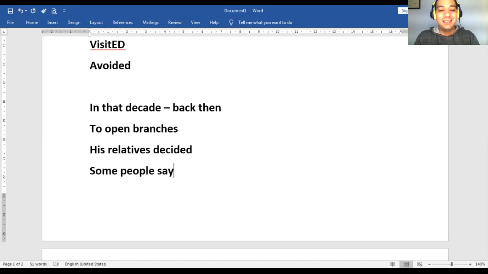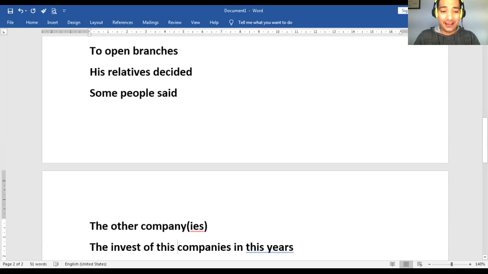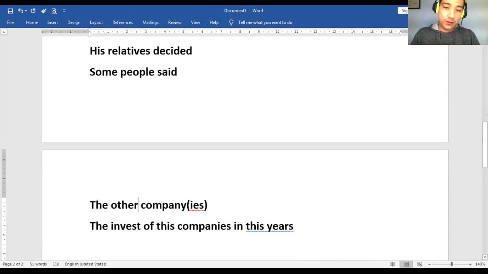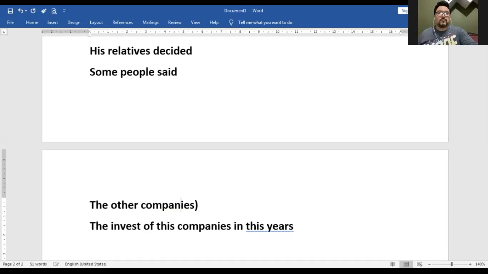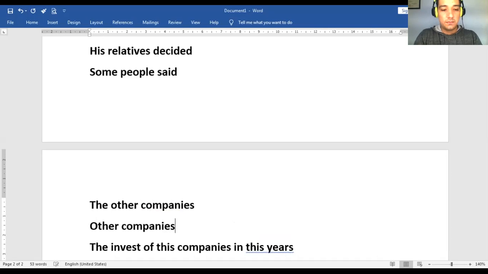His relatives decided, okay? Now here, you were speaking in past, so you had to say, some people said. You said, some people say, which is present, algunas personas dicen. I think you were trying to say some people said. Okay. Same thing, said. Then, the other company, and this is an area of opportunity that I told you before, the others. Be careful with this. You had to pluralize, or generalize. You can say other companies. Let me give you a quick example here. Another company.